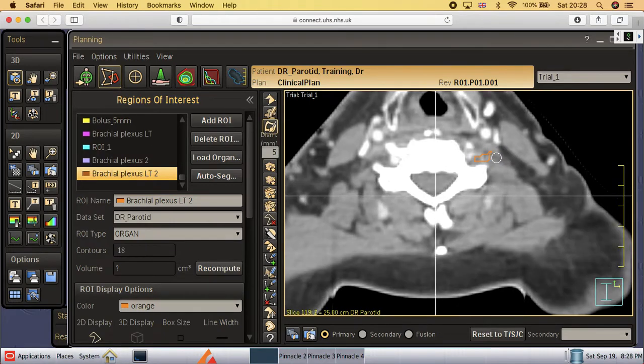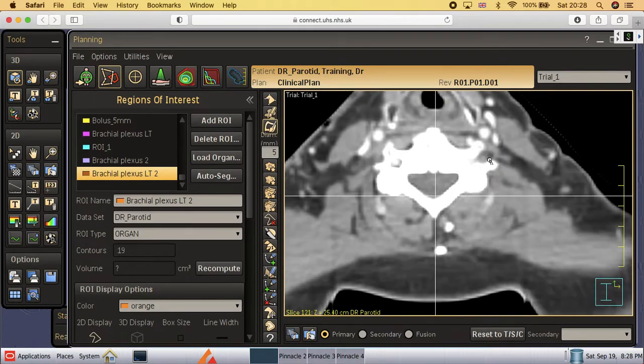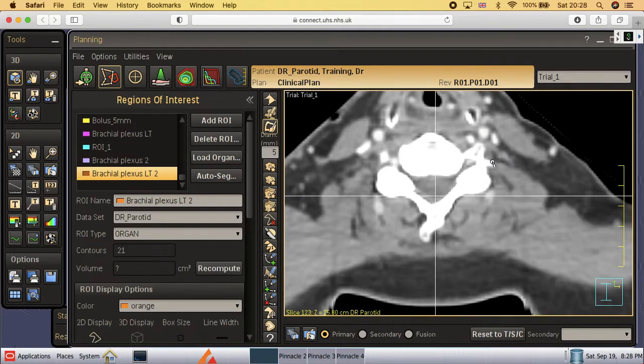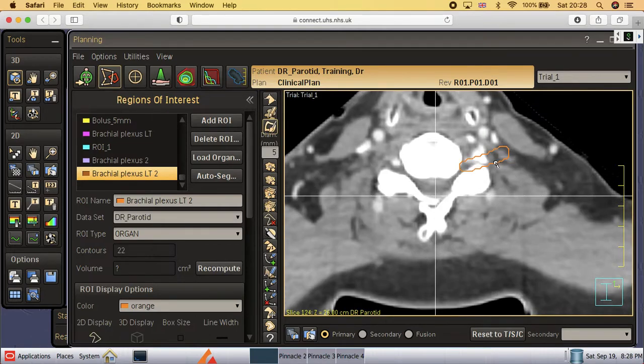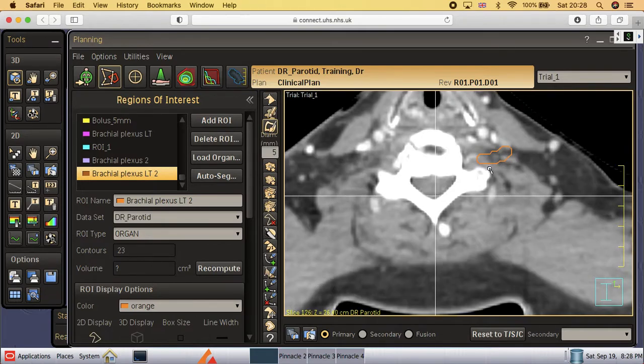Then I can correct it now, and we just stick to the anterior to the scalene muscle, the middle scalene. And the differences between the patients will give you different shapes of things. So don't worry about that. You just follow the rules. And you'll see that it's very, very straightforward.